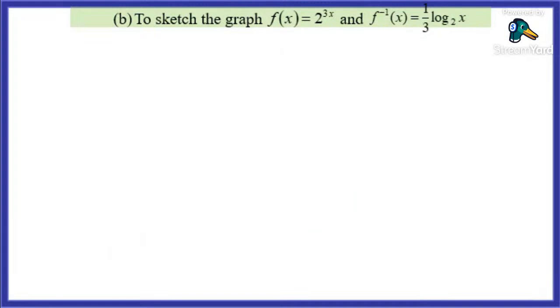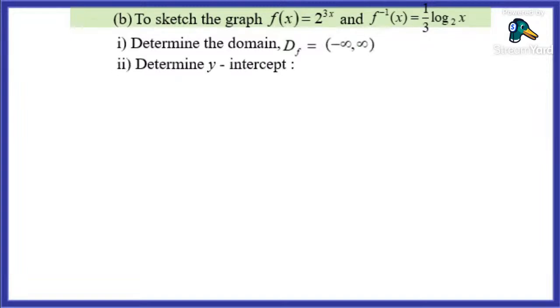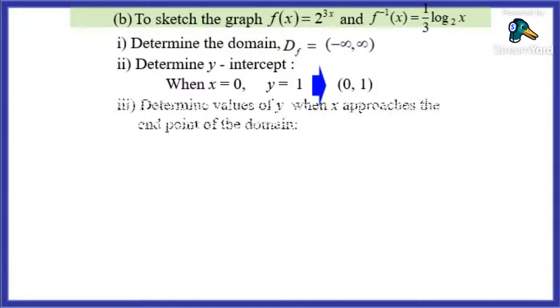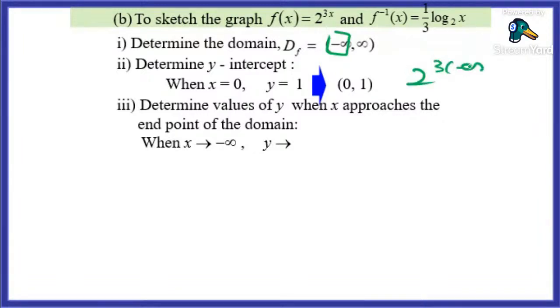Untuk soalan B. To sketch the graph. So lukis graph. Index senang je lah. Domain always negative infinity to infinity. And then y-intercept when x equal to 0, y equal to 2 to the power of 3 multiplied by 0 is 0. 2 to the power of 0 is equal to 1. So kita ada point 0, 1. Lepas tu kita carilah bila x sama dengan approaching to negative infinity. The end point of the domain. Y approach to 2 to the power of 3 multiplied by negative infinity.